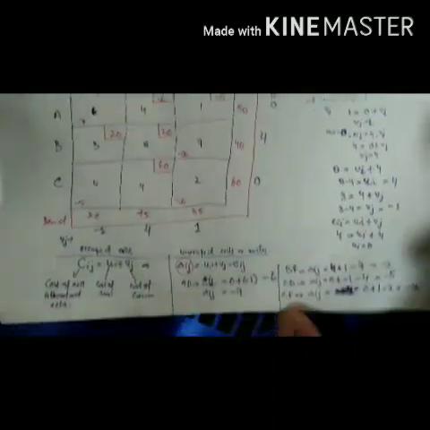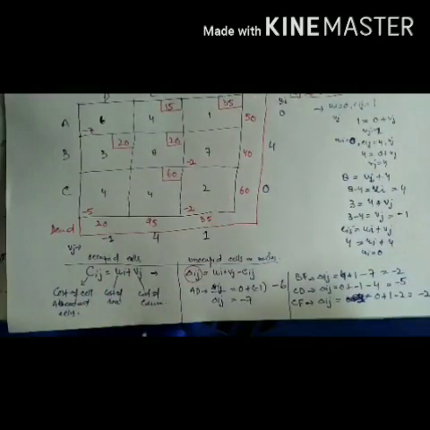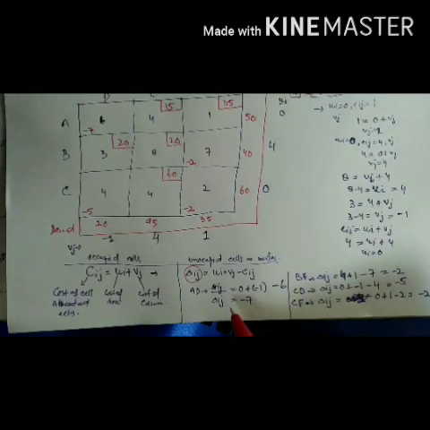But if del Ij is positive, which is not in our case, then we have to optimize that solution. That means we have to follow the Modi method, which I am going to show you in the next problem.